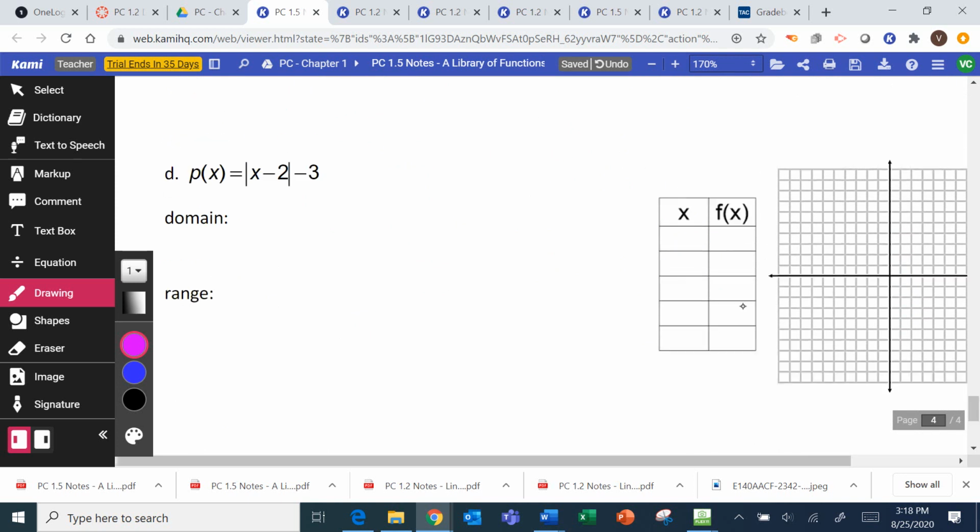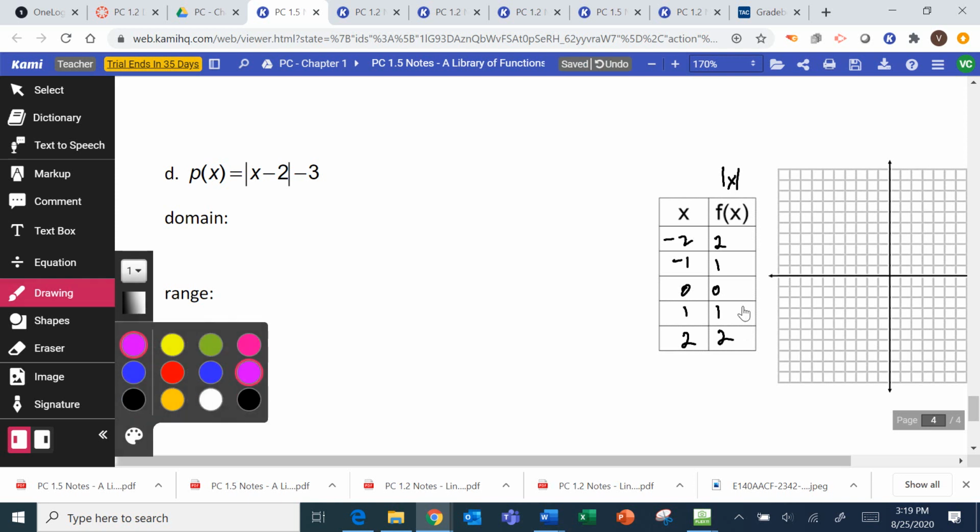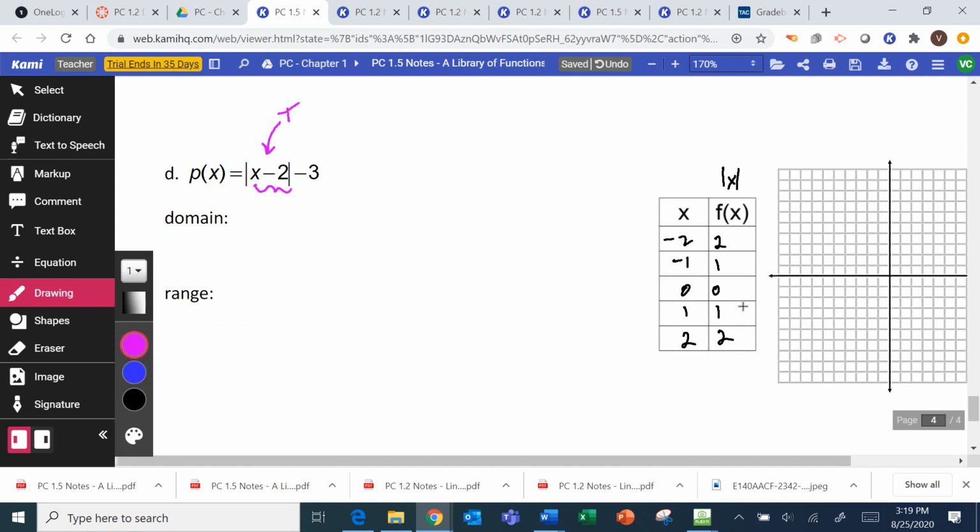All right, and then we've got p of x equals absolute value of x minus 2, minus 3. So I'll start with my absolute value parent function points. Absolute value of x, that's -2, -1, 0, 1, 2. And when I put that in, we get positive, positive, positive, positive, positive. Now, the -2 is part of the absolute value. That is inside the function.